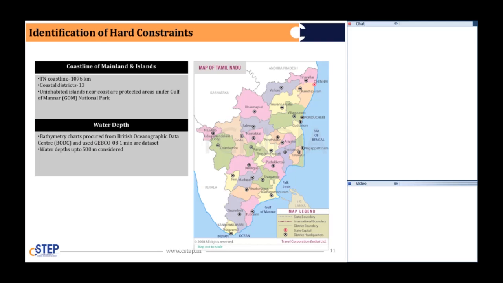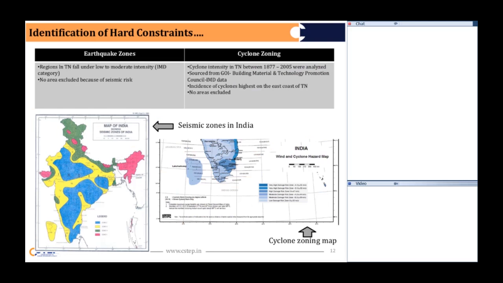So broadly, going over each one of these, in the state of Tamil Nadu, which has a coastline of 1,076 kilometers, we found that there are these sensitive protected areas, islands around the Gulf of Mannar. These were eliminated. We procured bathymetry charts. DMEGL procured bathymetry charts from the British Oceanographic Data Center and used the TEPCO set of 1 minute arcs granularity. So these were eliminated.